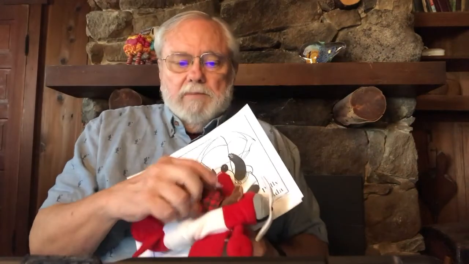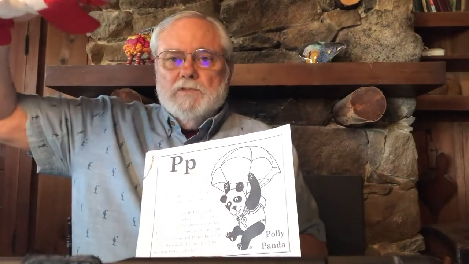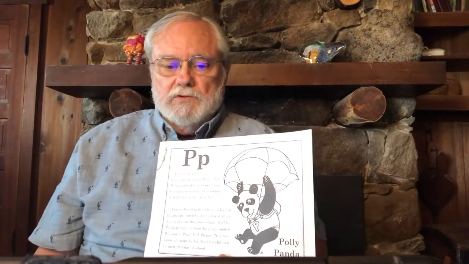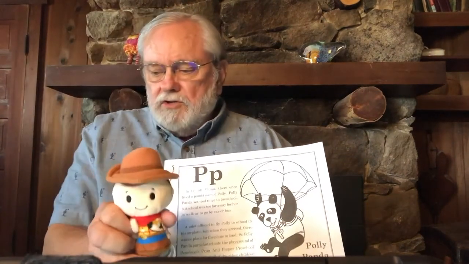A pilot offered to fly Polly to school in his airplane, but when they arrived, there was no place for the plane to land. So hopefully the children are now starting to fill in some of those words. So Polly Panda parachuted down to the playground of Penelope's Prim and Proper Preschool, where she joined all of the other children for their very first day of school.